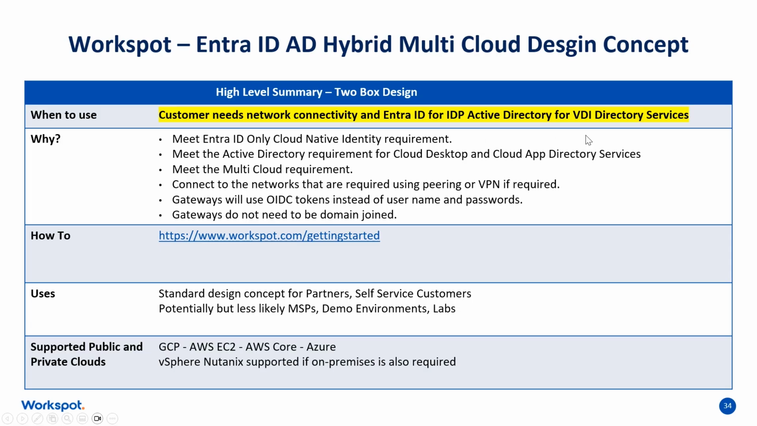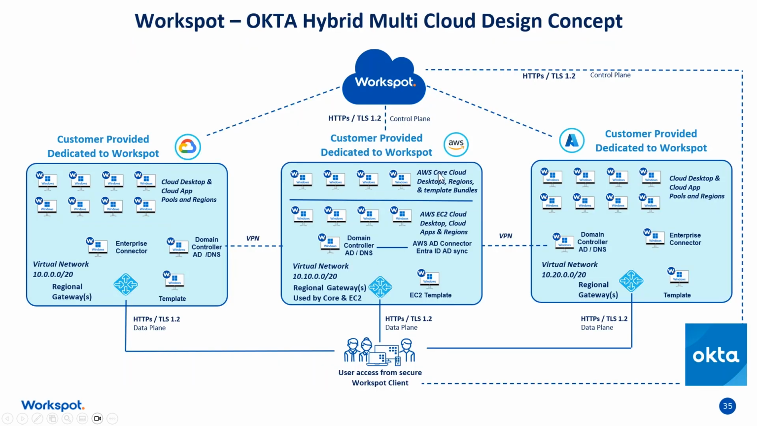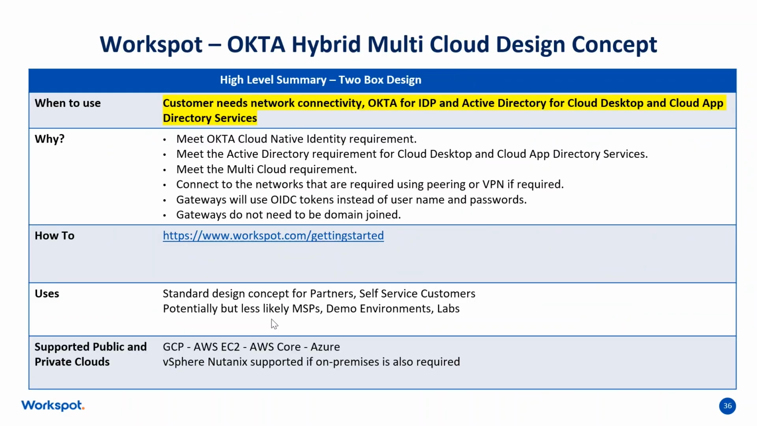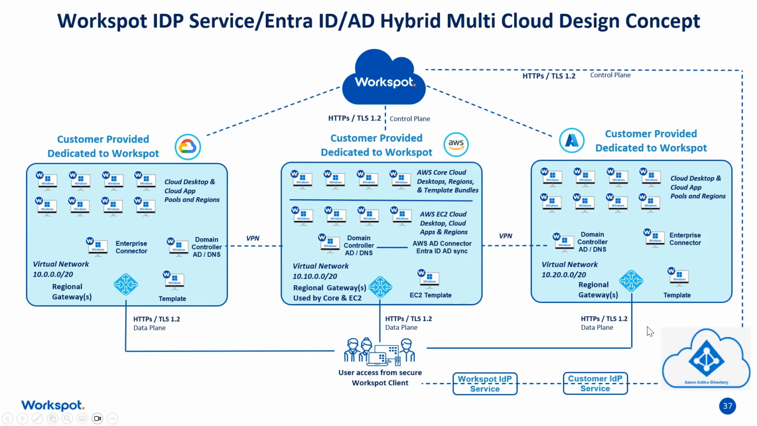So this is where we want to try to meet all the various requirements, and this is where we need to reintroduce Active Directory into the mix. We can do this same concept in a hybrid mode using Okta. So we're just using the same basic concepts we started with earlier in this video, and we're just extending it out. Again, this is basically just for the Okta cloud native identity requirement. And we also support this with our Workspot IDP service, so we have customers that may have different IDPs.